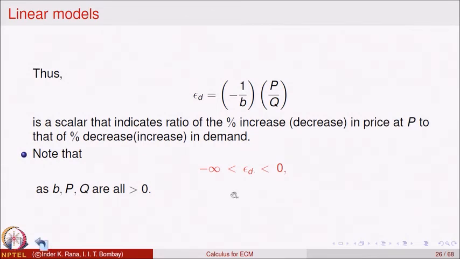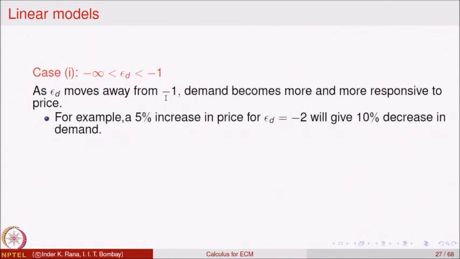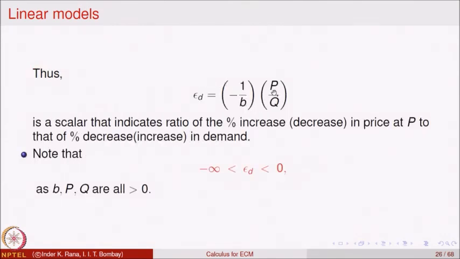So, depending on what the value of epsilon d is, let us just look at a few cases. Let us look at case 1, when epsilon d is between minus infinity and minus 1. As epsilon d moves away from minus 1, what will happen? As it moves away, the demand becomes more and more responsive to the price. So, keep in mind what the coefficient of elasticity is: it is minus 1 over B into P by Q.